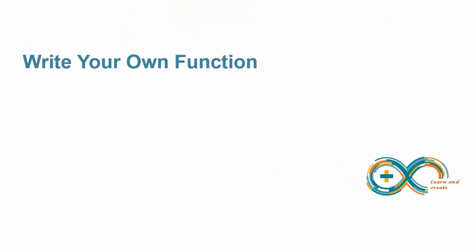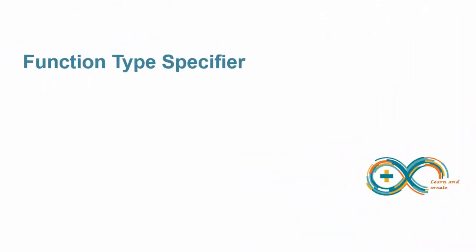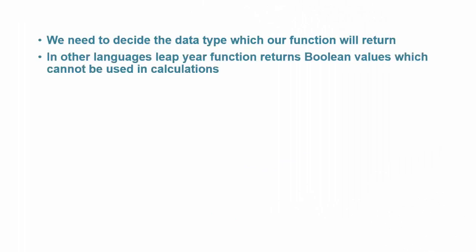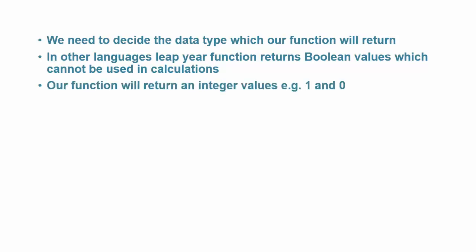In the previous video, I mentioned that we will write a function which determines whether a user entered year is a leap year or not. Before writing the code, we will discuss some considerations in order to make our function. First, we need to decide what data type we need the function to return. Although the leap year function for most language libraries returns a boolean value, that is true or false, we want our program to return an integer value.